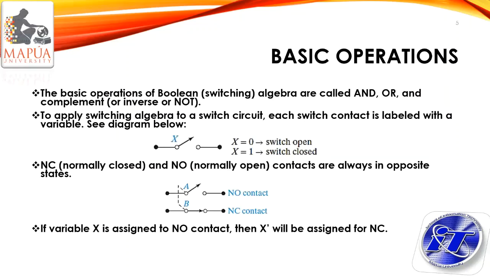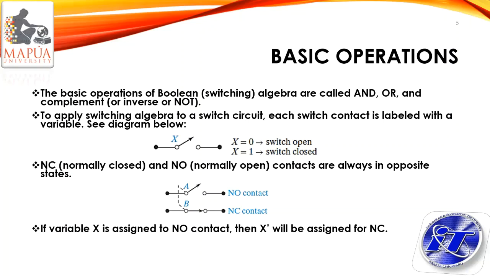So the basic operations that we're going to discuss in Boolean algebra are AND, OR, and complement, which we sometimes call inverse, or the NOT gate. So we have AND, OR, NOT. We're also going to discuss the meaning of 0 and 1 in a switch. If it's open, it means 0. If it's 1, the switch is closed.